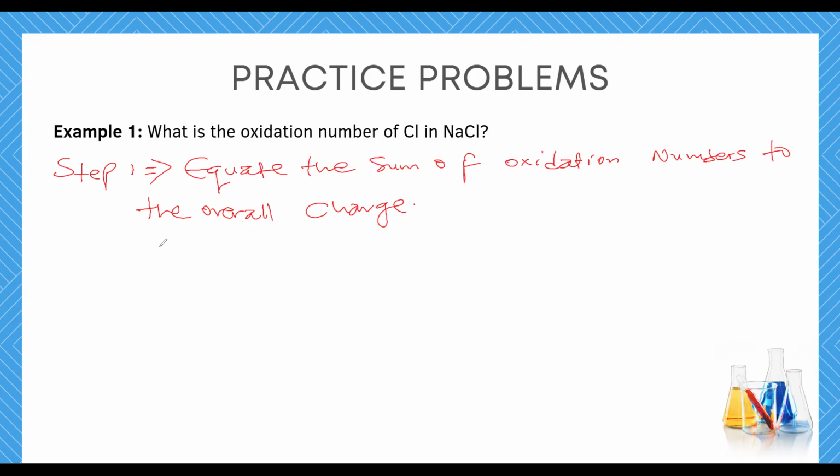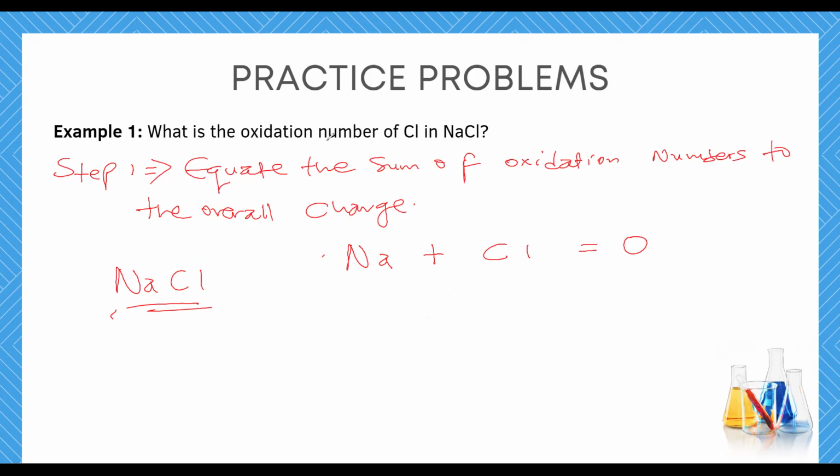So we have the compound, I beg your pardon, sodium chloride, NaCl. If I ask you over here now, what is the overall charge? The overall charge is 0 because there is no plus or minus that was identified above the sodium chloride symbol. So what are we going to do? We equate the sum of all the oxidation numbers to 0. So we're going to say Na plus Cl will be equal to 0. That is step number 1.